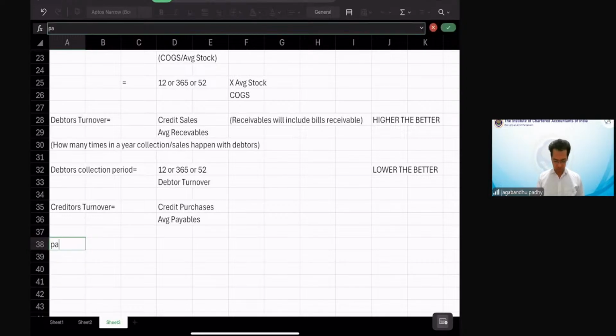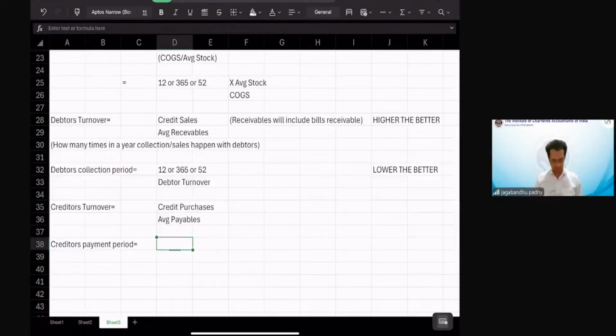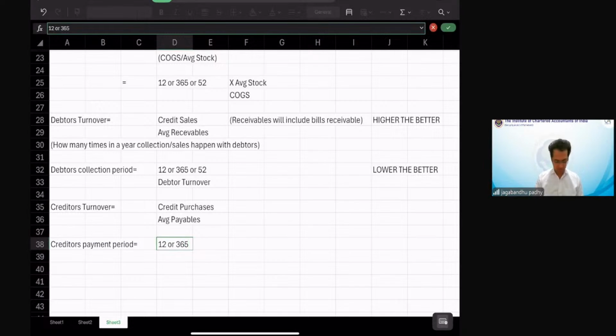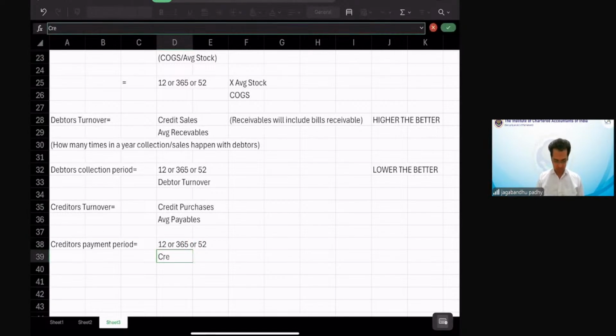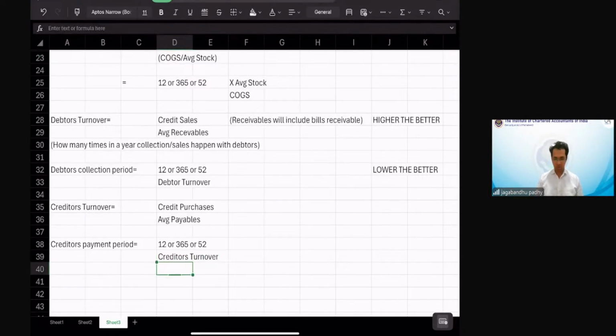And if I ask you what should be the debtors payment period, I'm sorry, creditors payment period, creditors payment period will be 12 or 365 or 32 divided by creditors turnover, right? Yeah. So that's your creditors payment period. So it should be debtors turnover upon 30 days, 12 months. Is it right?